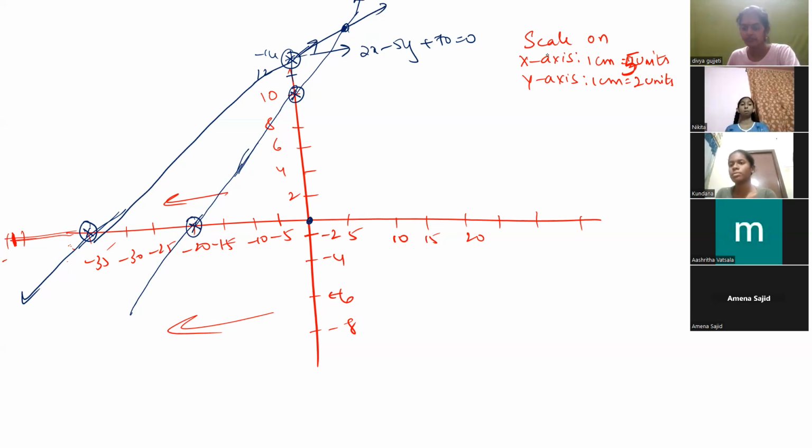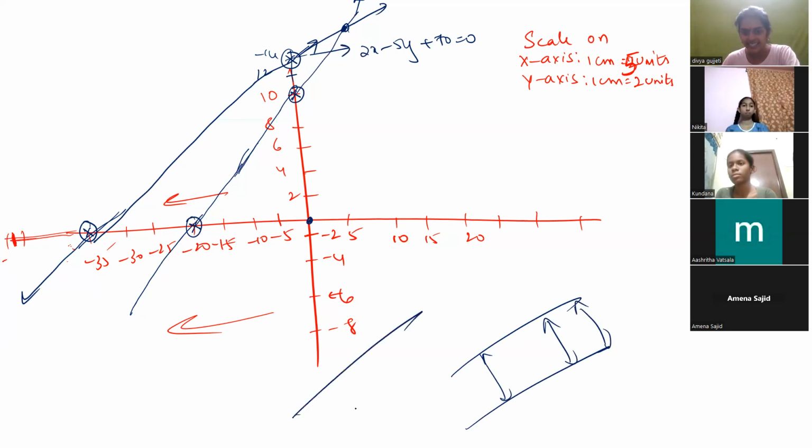Ma'am, are these lines parallel or intersecting? They are intersecting, beta. Parallel lines should have equal distance between the two lines all the time. Whereas intersecting lines, suppose I have two lines like this, at some point when I extend this, see here the distance is not the same, the distance is getting reduced. So when I extend it further, they meet at a point. In this case the distance is not the same, they are getting closer, so they will meet.